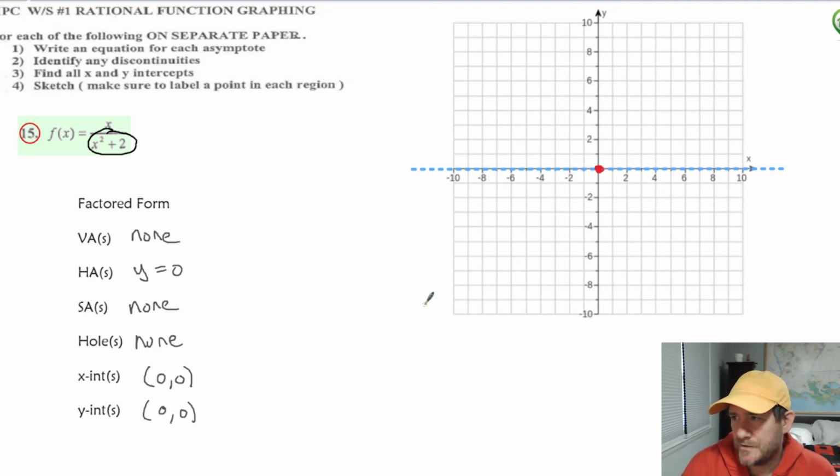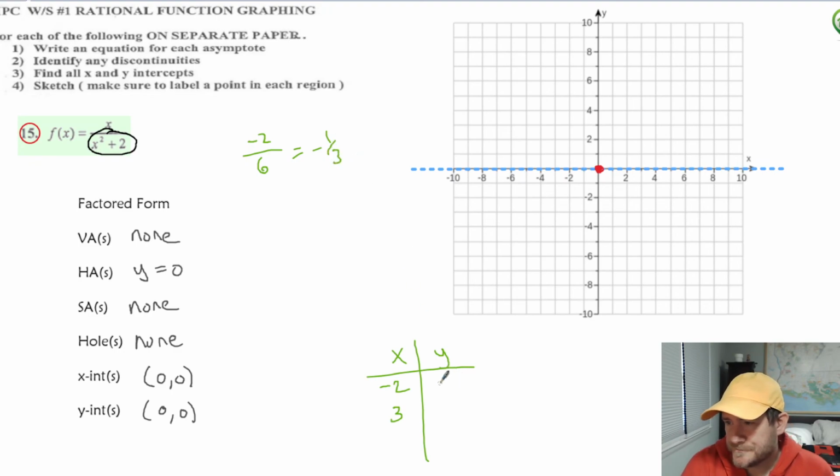Well, I'll run a test point. Let's test a value to the left and a value to the right. So to the left, let's test -2. To the right, let's test +3, just for variety's sake. But -2 is giving me -2 over 4 plus 2, so 6, so -1/3. So if -2 is giving me -1/3, then I'll be there-ish. If 3 is giving me 3 over 9 plus 2 is 11, 3/11ths, that's still roughly a third.